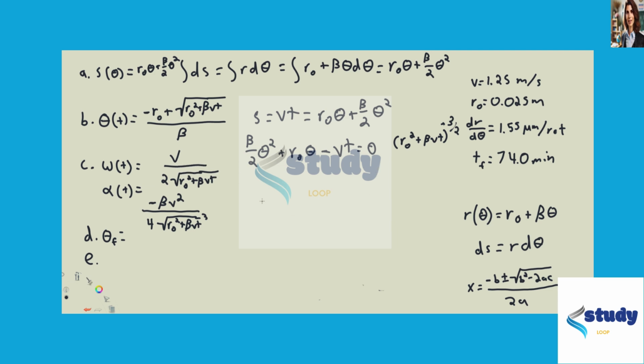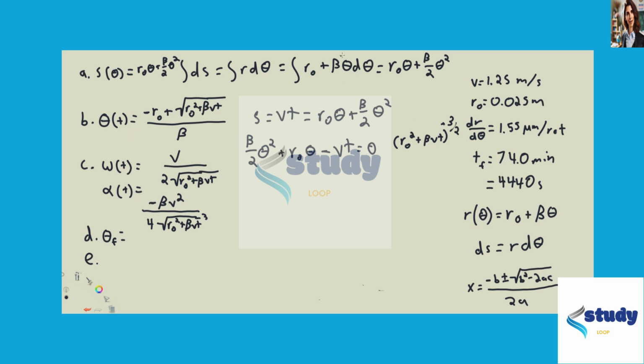I can rewrite it. Okay, so next we need to find the final number of rotations that the disk will go through in its 74-minute runtime. 74 minutes, just multiply that by 60, and we will get that is 4,440 seconds. And then we know R0 is the distance between the first groove and the center of the CD. We're given that is 0.025 meters.